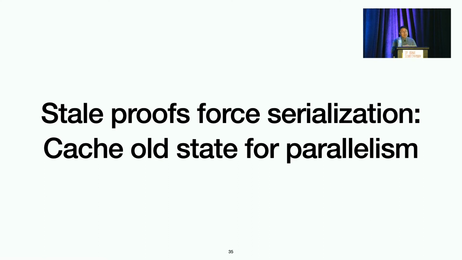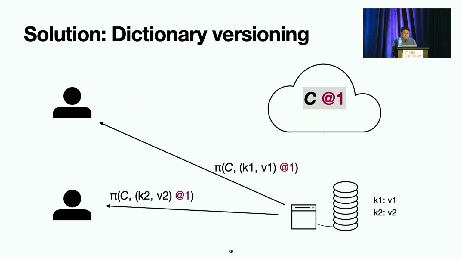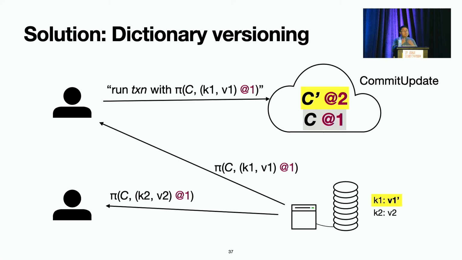Our insight is that we can cache old state to maximize the opportunities for the system to take advantage of parallelism. In particular, Aardvark adds to every commitment and every proof a version number. When the validators execute the first client's transaction, not only do they compute the new commitment C prime at version 2, but they also retain the old commitment C at version 1. And this allows them to continue to verify the stale proof held by the second client.